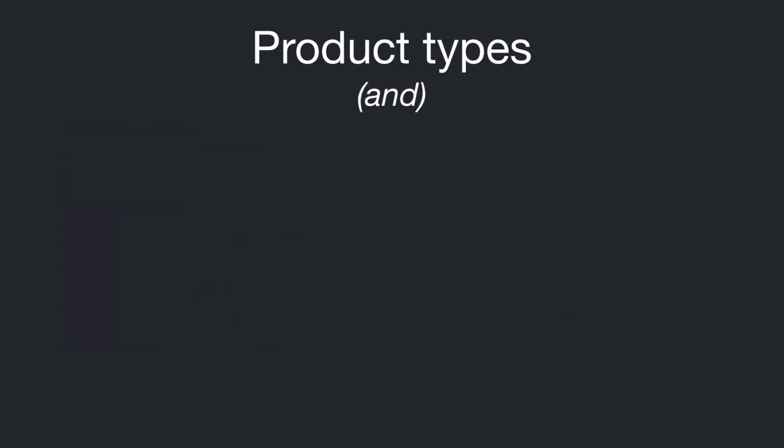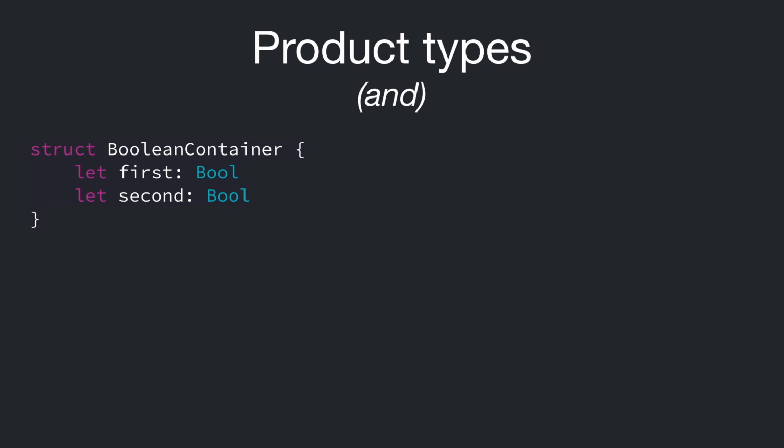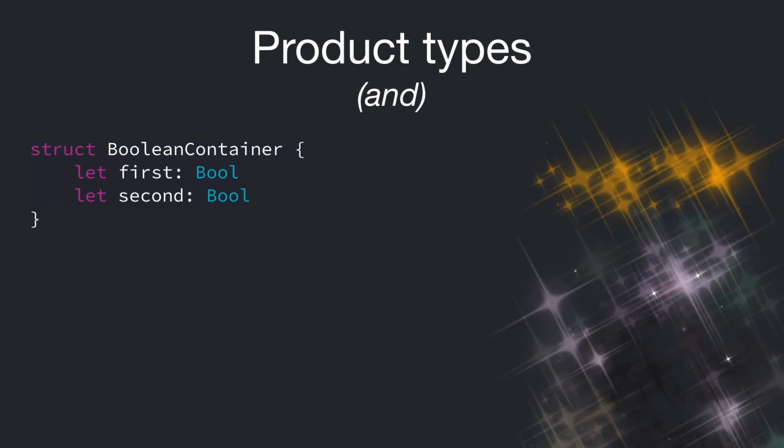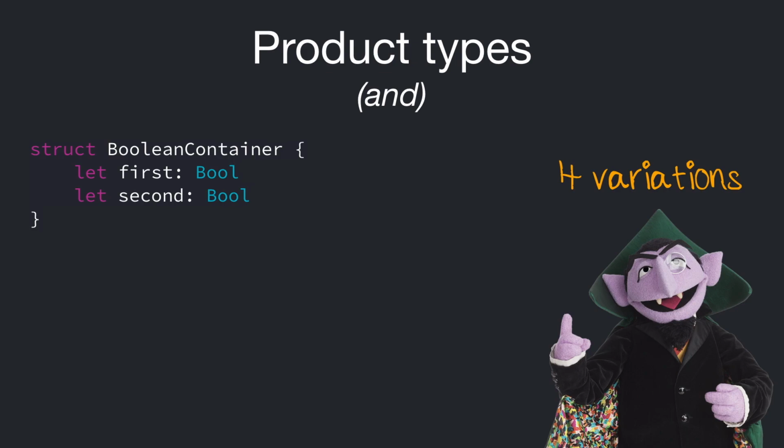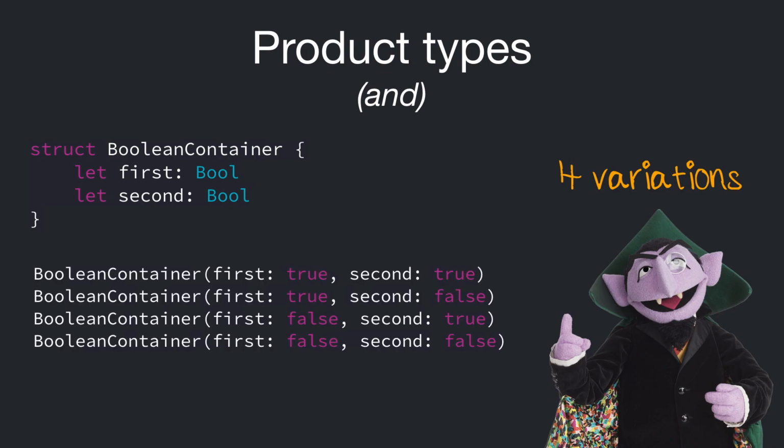On the other end of the spectrum, we have product types. A product type could be a struct or a tuple. And you can think of a product type as an AND type. So for example, this Boolean container has 2 bools. Basically it has a first bool and a second bool. And I don't know if anyone has an idea how many variations the Boolean container can be. 4, yeah, correct. I can show you all the 4 variations as well.